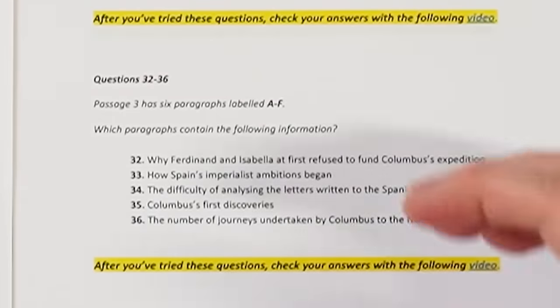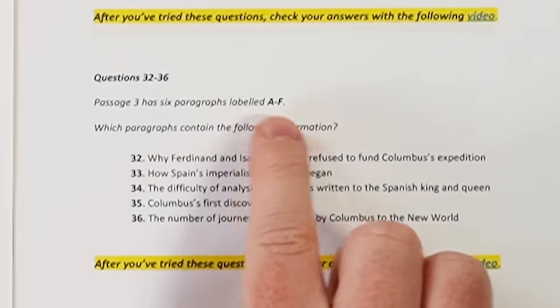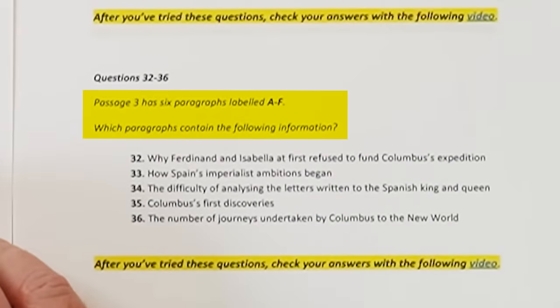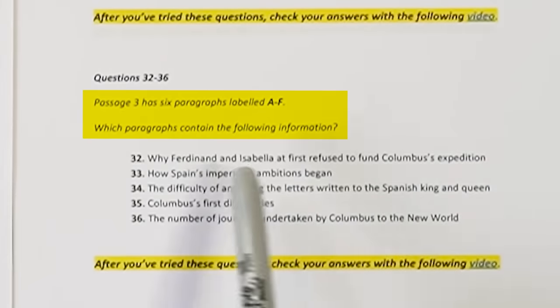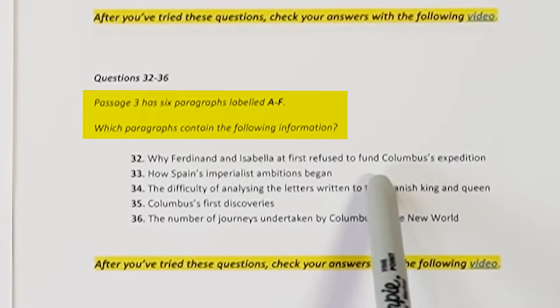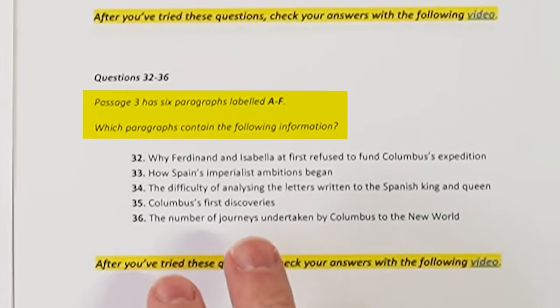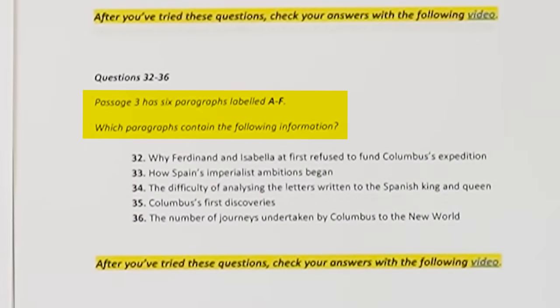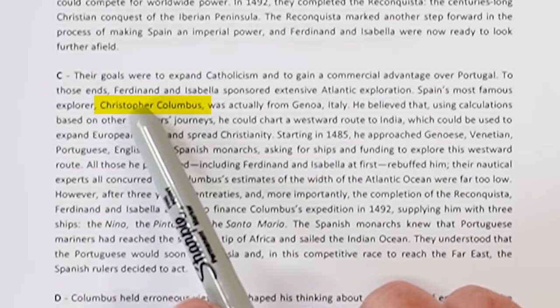Now we're going to match information. First thing we're going to do is read the instructions. Passage 3 has A to F. Yes, it does. Which paragraphs contain this information? Why Ferdinand and Isabella at first refused to fund Columbus's expedition. So we need to scan for Ferdinand and Isabella and Columbus and their expedition. So Columbus is first mentioned here.